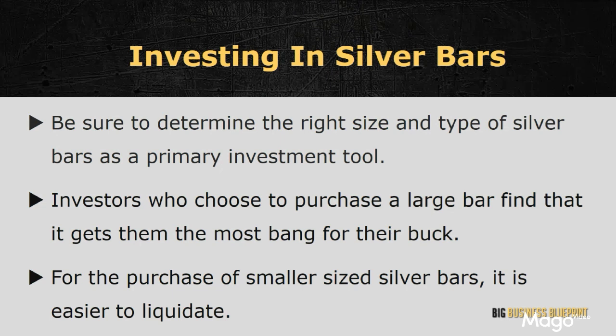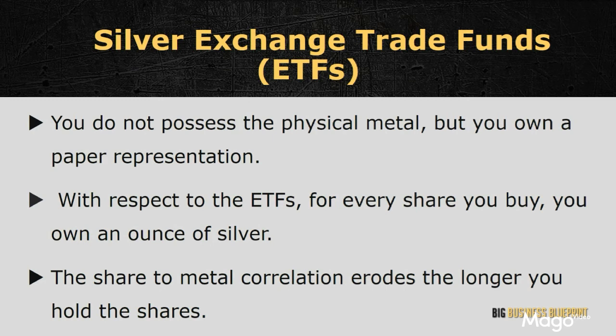Now, let's look at how silver ETFs work. When you buy gold and silver physically backed ETFs, you do not possess the physical metal, but you own a paper representation. With respect to the ETFs, for every share you buy, you own an ounce of silver. A custodian, usually large banks, stores the actual metal. The share-to-metal correlation erodes the longer you hold the shares. The fund must sell silver, for example, periodically to pay for expenses, which decreases the amount of silver allocated to each share.